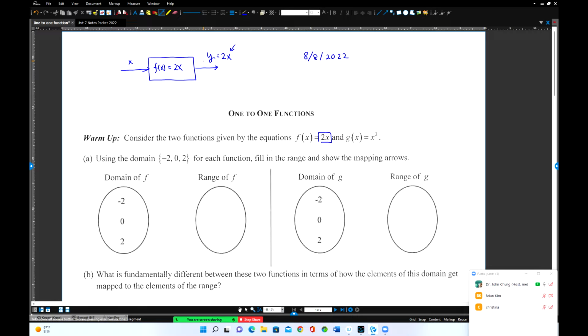For example, if for one variable x we have two variable y, this system is wrong, right? Because for one variable x, the output should always be one. For example, if this is a thermometer, when you push the button to check the hours, 12 hours at noon, it is going to show the temperature.